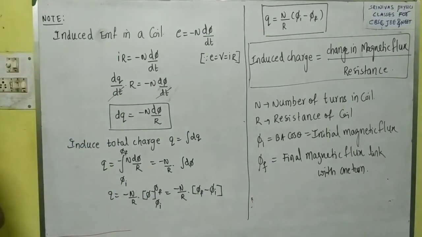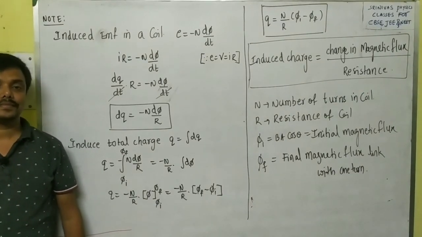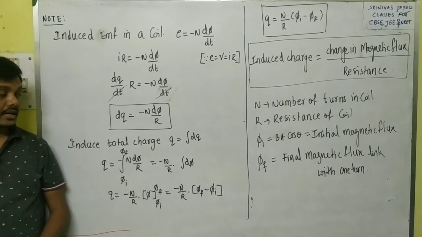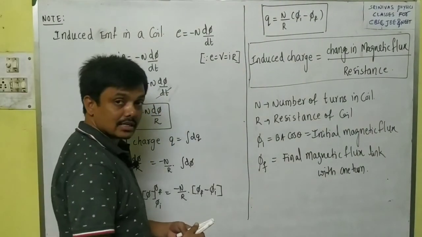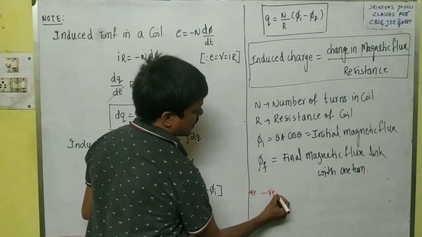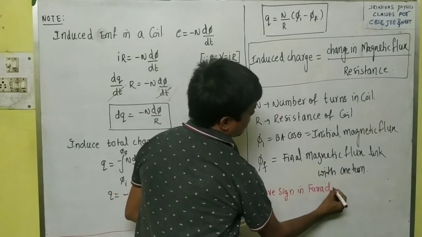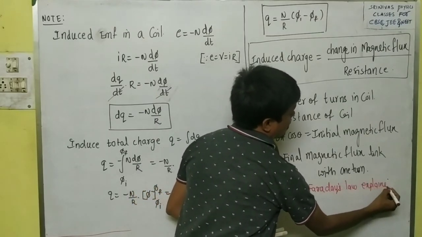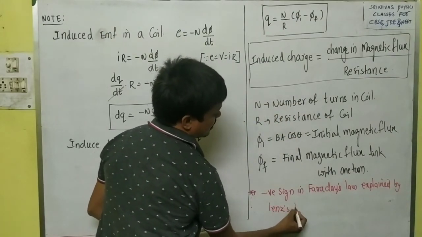So this is about Faraday's laws. In Faraday's law there is a negative sign, right? That negative sign in Faraday's law is explained by Lenz's law, which we are going to discuss in the next class.